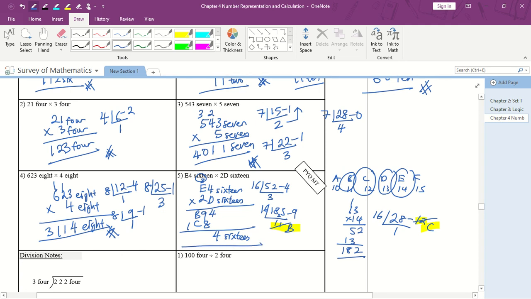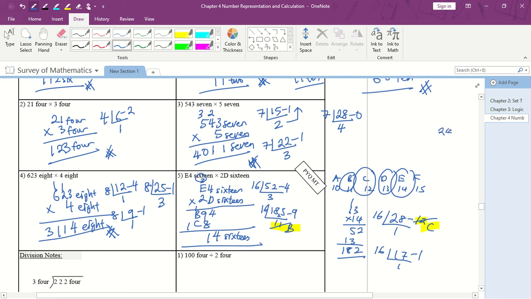This is 9 plus 8. So 9 plus 8 is equal to what? 17. So again, 17, you need to change into base 16. So it will become 1, 1. So here becomes 1. And here, B plus C plus 1. So we know B is 11, C is 12, and we need to plus 1. So we know it's equal to 24.